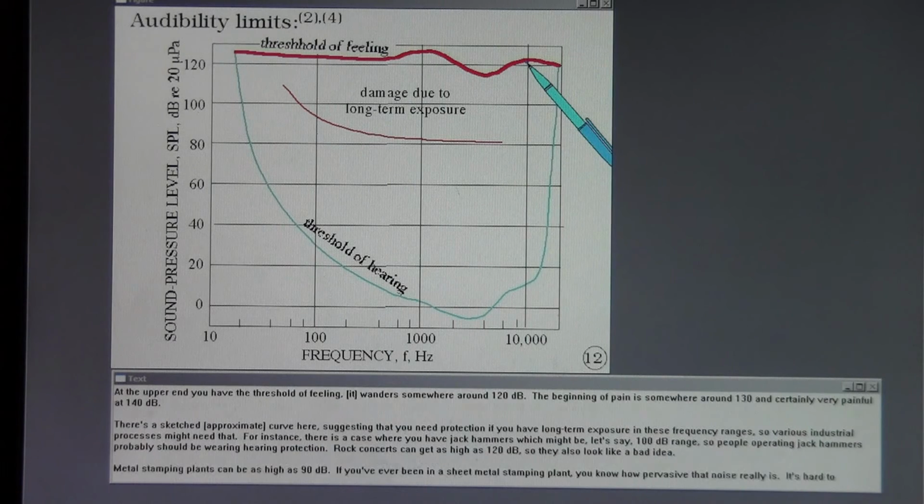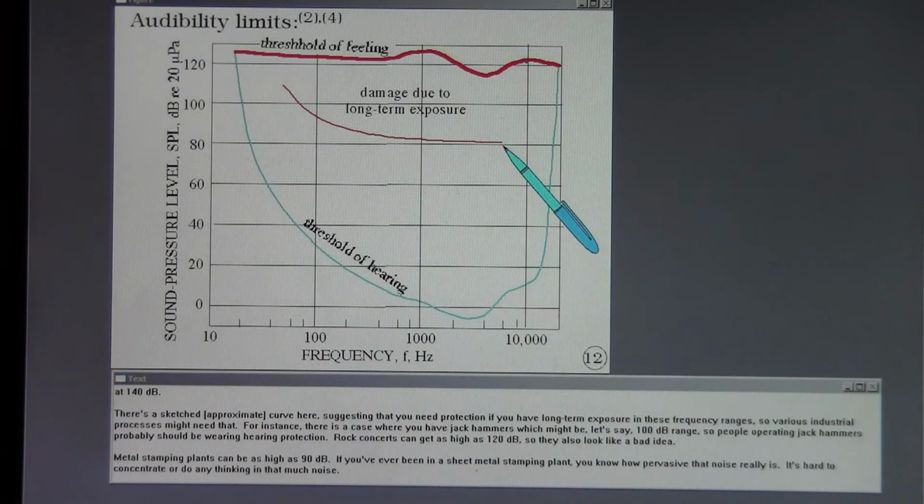The beginning of pain is somewhere around 130, and certainly very painful at 140 decibels. There's a sketch curve here suggesting that you need protection if you have long-term exposure in these frequency ranges, so various industrial processes might need that.